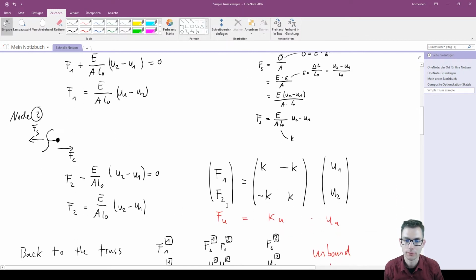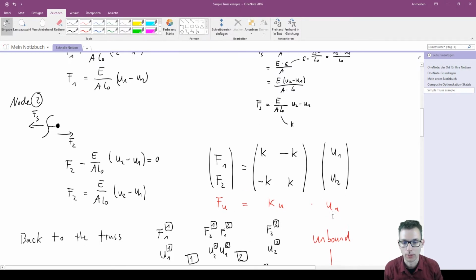Putting those two equations into a matrix form results in an unbound matrix formulation. Unbound, I say that because it's just one element. It's not connected, it's not global, it's not our system, but it's a local unbound equation. So F unbound equals the K unbound times the U unbound.